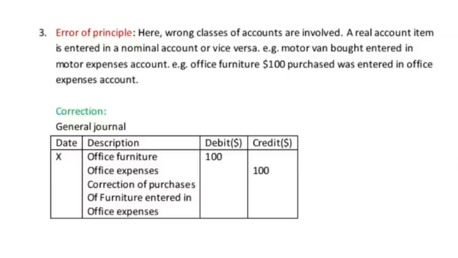Error of principle. Here, wrong classes of accounts are involved. A real account item is entered into a nominal account, or vice versa. Example: motor van bought entered in motor expenses account. Example: office furniture $100 purchased was entered in office expenses account. Correction: open journal, debit office furniture $100 and credit office expenses $100, and then post to the ledger.